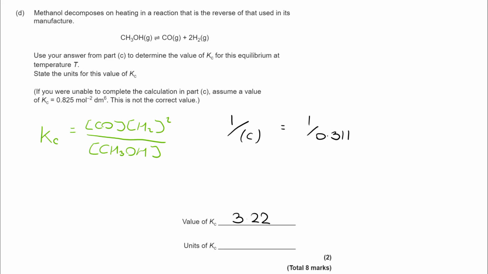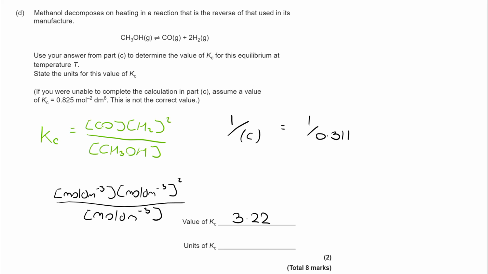Again, with the units, you could simply flip the units that you had previously, but I am going to go through the process here. If I substitute all of those units in, you can see that I can cancel out 1 mole dm to the minus 3 on the top and on the bottom. That leaves 2, or mole dm to the minus 3 squared. So I open that out and I get mole squared dm to the minus 6.